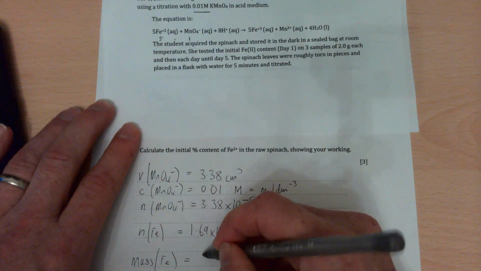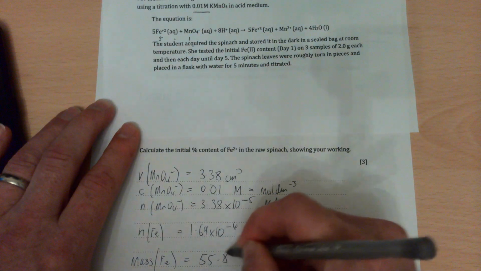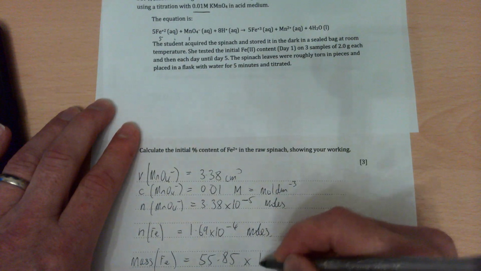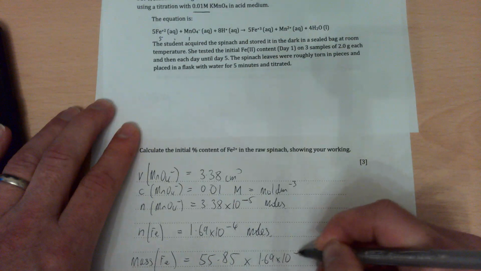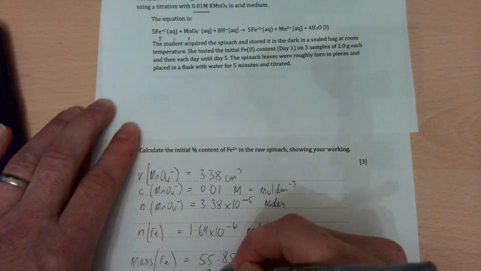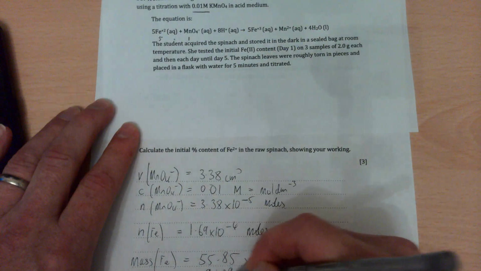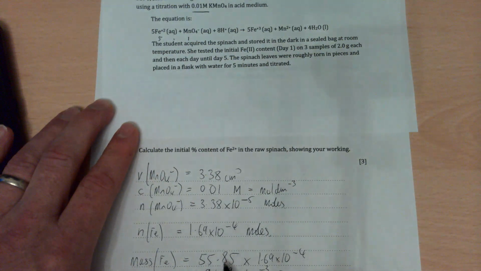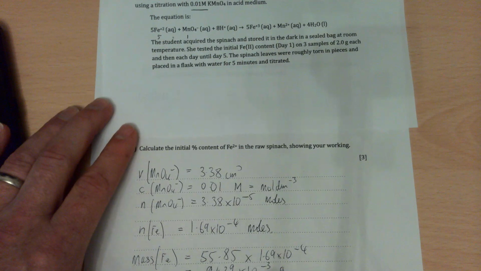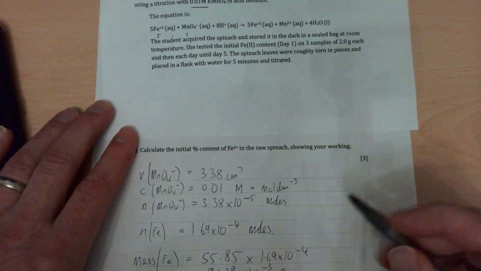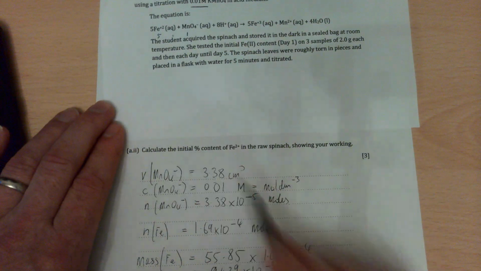The relative atomic mass for iron is 55.85, which I'm sure you've got printed in your memory, times 1.69 times 10 to the minus 4. I've ended up there with, rounded, 9.439 times 10 to the minus 3 grams. So that's the formula mass of iron times the moles, which gives you the mass. But you're asked to work out the percentage content of iron in the raw spinach.